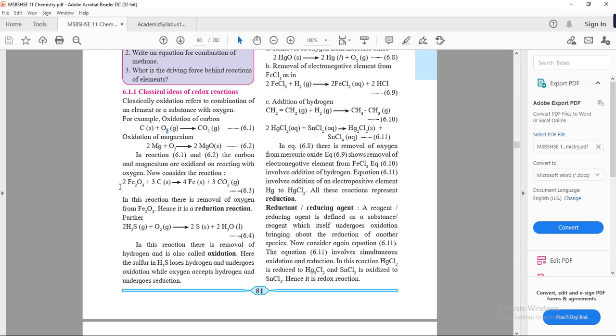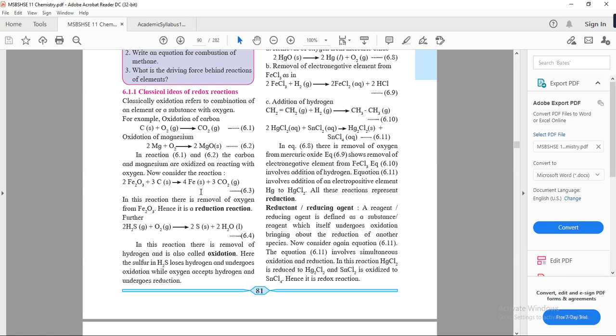Now here you can see in this reaction, it is a reduction reaction. Here you can see Fe2O3. Fe2O3 reacts with carbon and forms Fe. Here we are removing oxygen atom. So Fe2O3 is converting into Fe. So reduction is taking place. Removal of oxygen is reduction and addition of oxygen is called oxidation. It is one definition for oxidation and reduction.